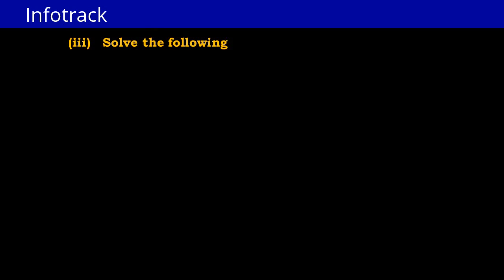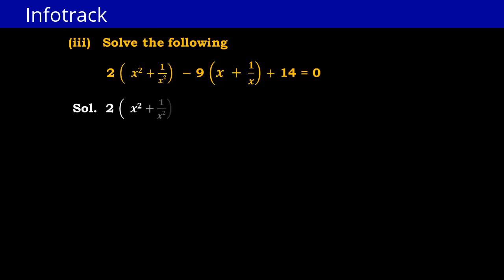Solve the following. See, the given equation is 2 into bracket x square plus 1 upon x square minus 9 into x plus 1 upon x plus 14 is equal to 0. Now see student, first we have to convert this given equation into quadratic form. For that we can use an identity. See, we cannot observe the same term to assume the variable. So for that we can use an identity.